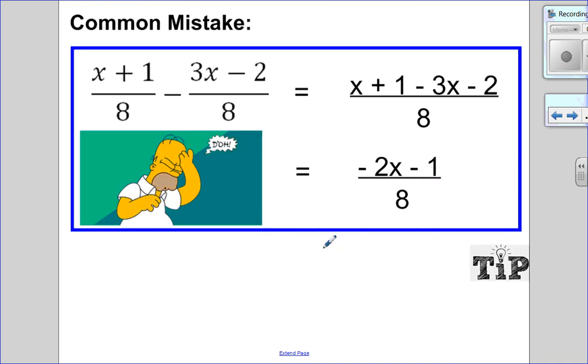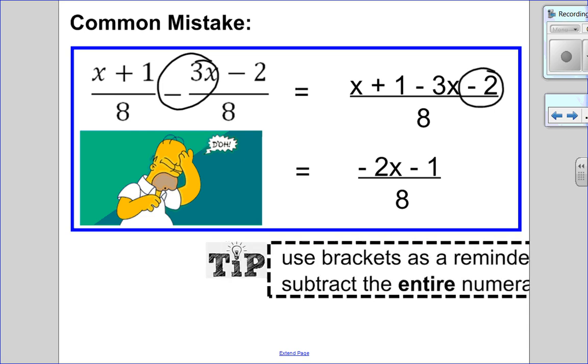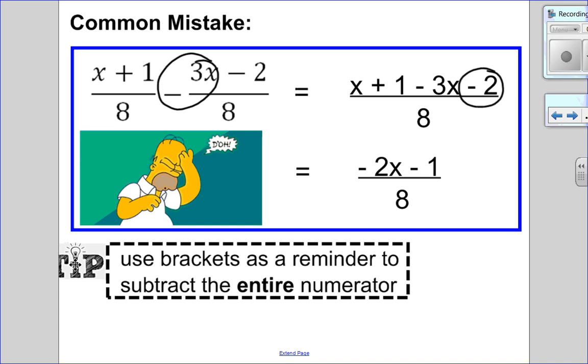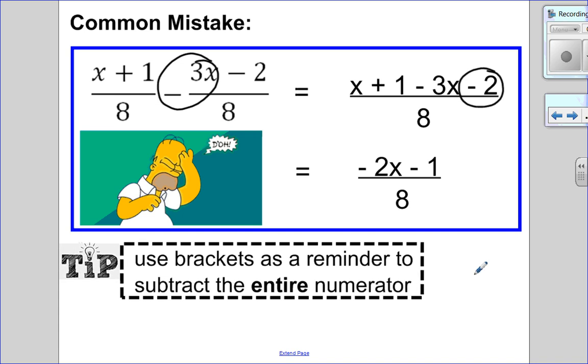A common mistake, don't be a homer and make this mistake. When you subtract, a common mistake that I see is just subtracting the first term and leaving the second term as is. So that is a common mistake with subtraction. So anytime I do subtraction, follow my tip: use brackets to remind you to subtract the entire numerator, not just the first term.